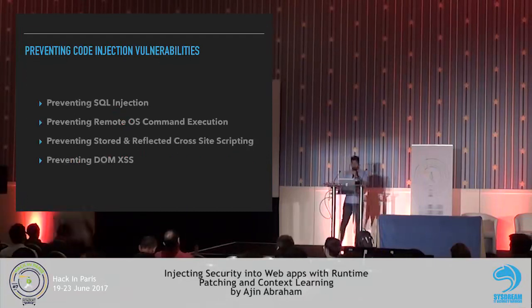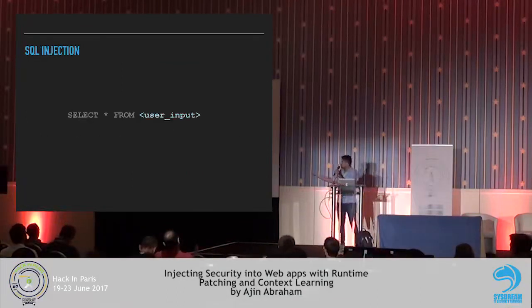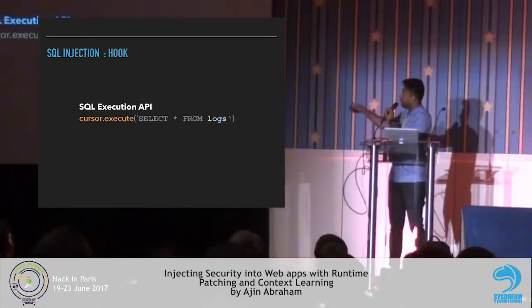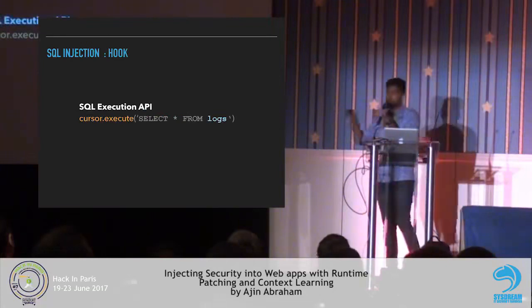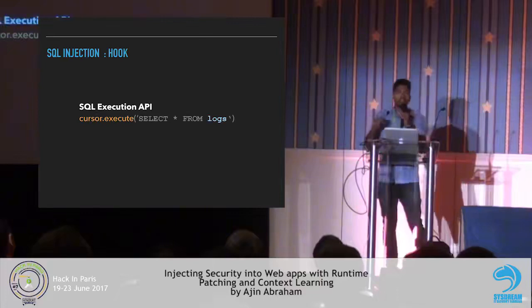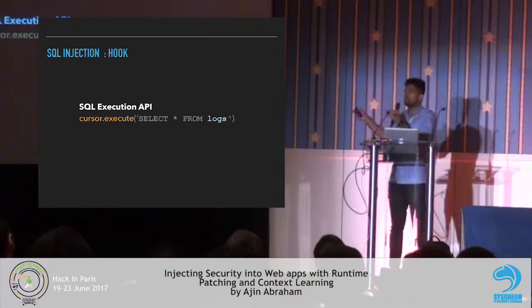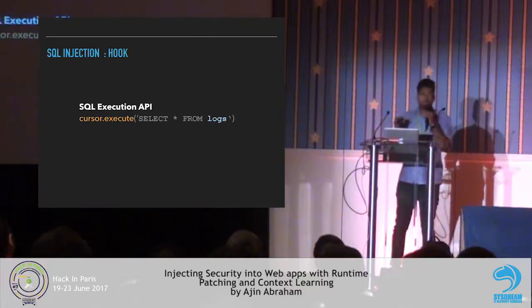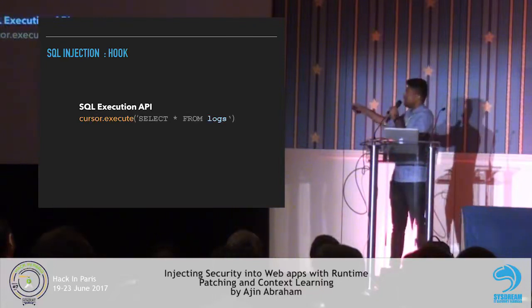So let's take a look into how we are preventing SQL injection first. This is a simple SQL query, select star from user input, where user input is something that comes from the user. As per the terminologies that we learned before, we hook into cursor.execute. Before that, I'll be showing a sample Python application in which the Rust technology is implemented. Everything that I talk about from a core perspective will correspond to Python. cursor.execute is an API in Python that allows you to execute SQL queries.